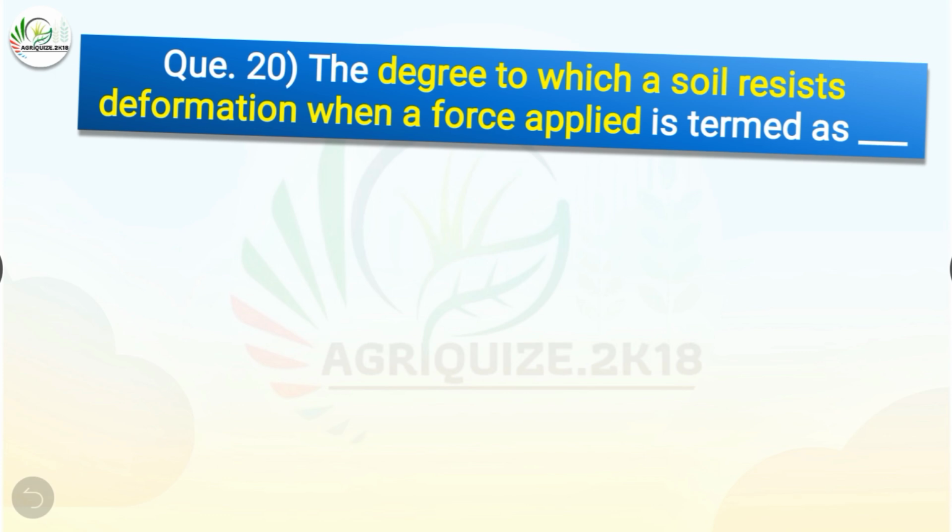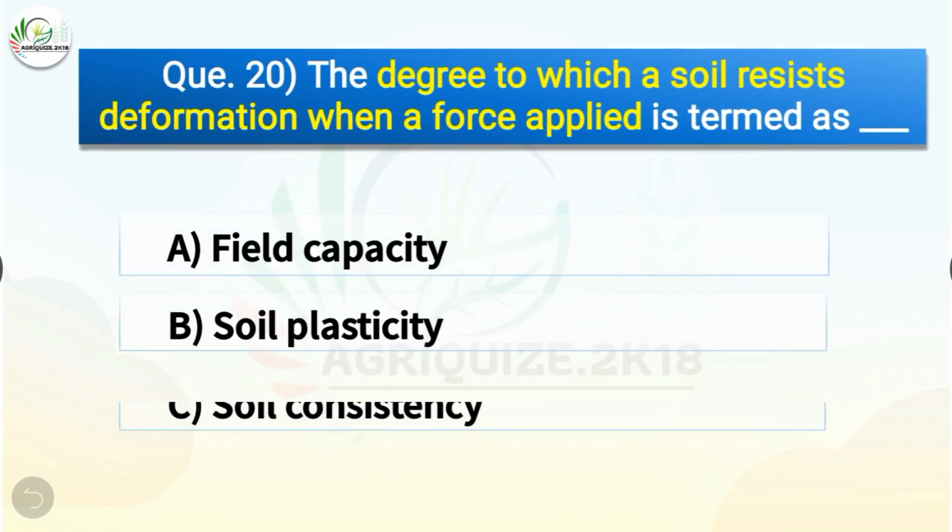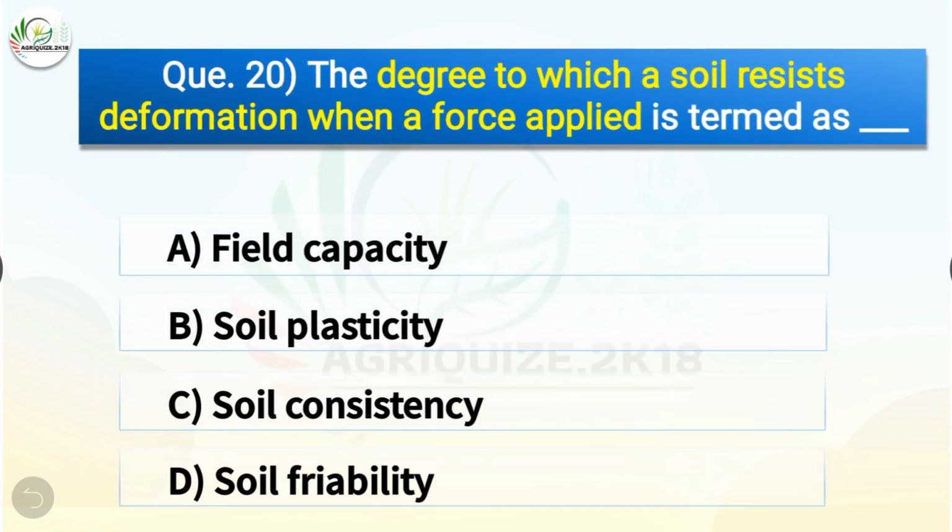Question number 20. The degree to which a soil resists deformation when a force is applied is termed as dash. The options are field capacity, soil plasticity, soil consistency, or soil friability? The correct answer is option C, soil consistency. So the degree to which a soil resists deformation when a force is applied is termed as soil consistency.